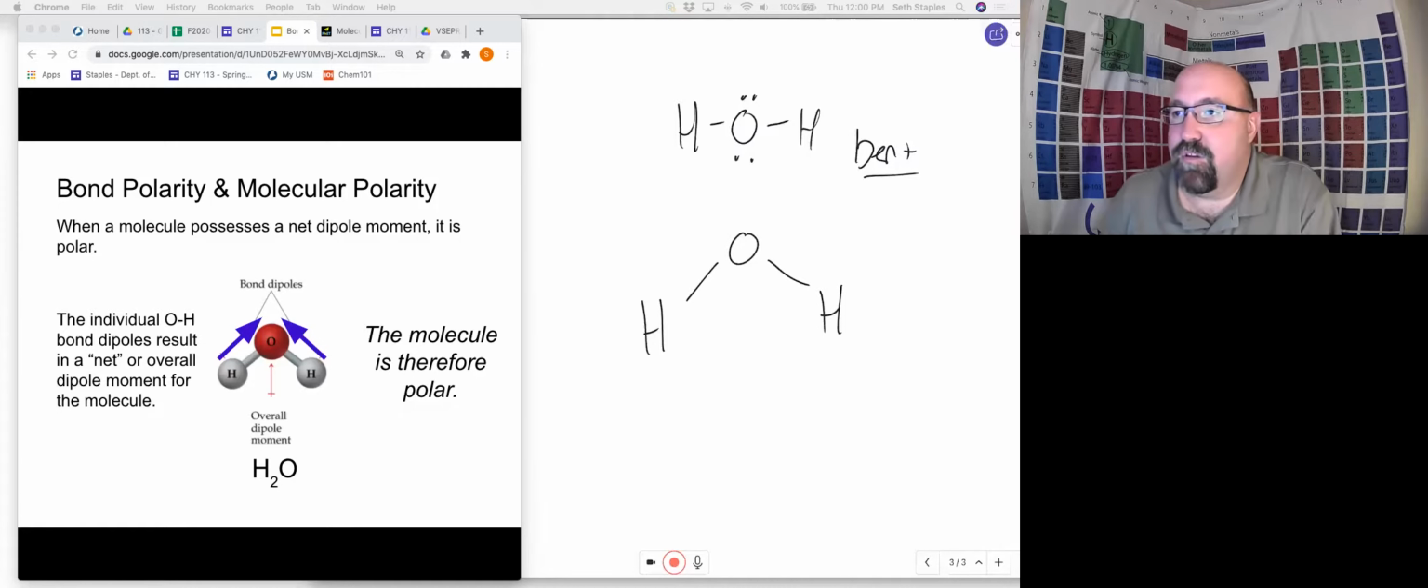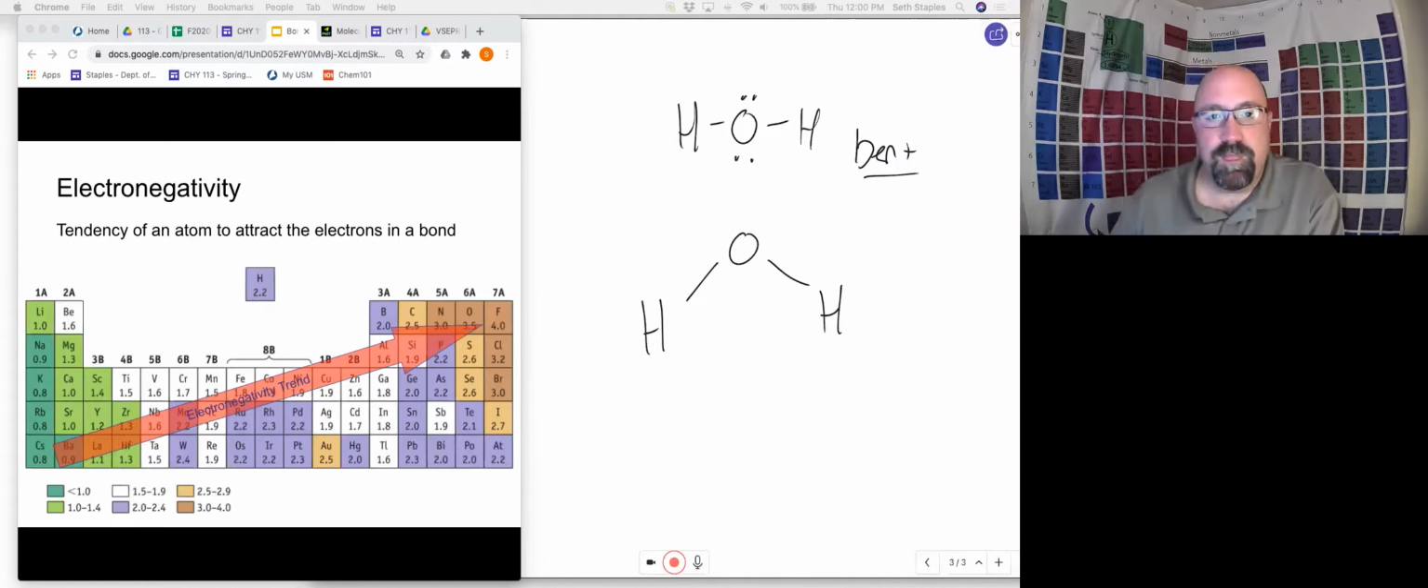Let's just go back and look at our electronegativity. So the electronegativity of oxygen is 3.5. Hydrogen is 2.2. So we have an electronegativity difference large enough to make the bond polar. It's going to be pulling towards oxygen. And so we're going to draw both of those in. So those are our bond dipoles for water.